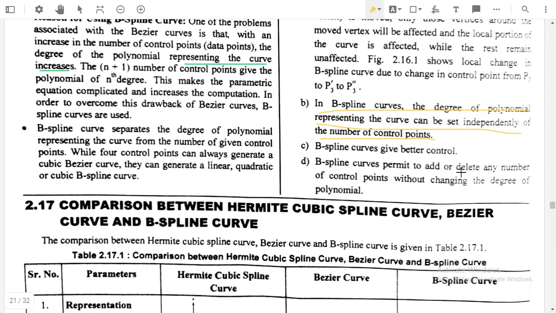The beta spline curve permits adding or deleting any number of control data points without changing the degree of the polynomial. The degree of the polynomial in a beta spline curve does not depend on the number of data points. That's why if we add one data point or delete one data point, it will not affect the degree of the polynomial. So this is all about the Hermite cubic spline curve, Bezier curve and the beta spline curve.